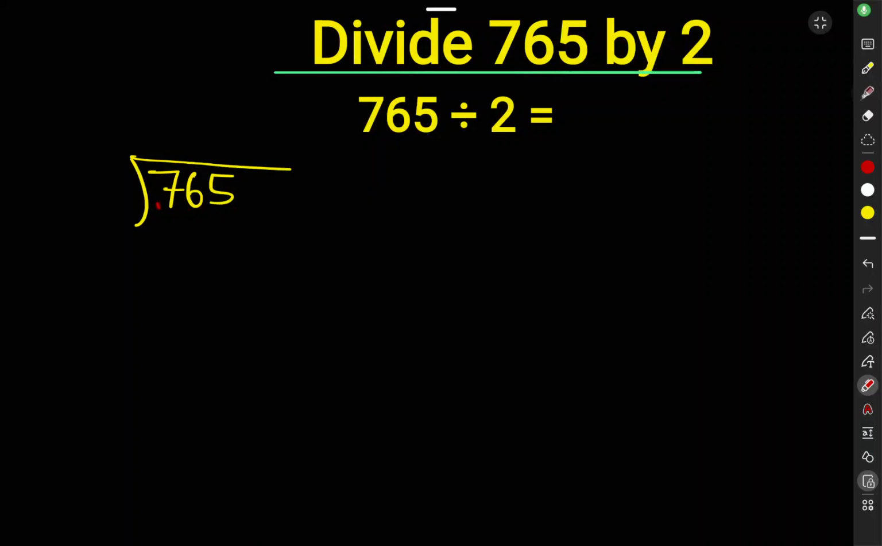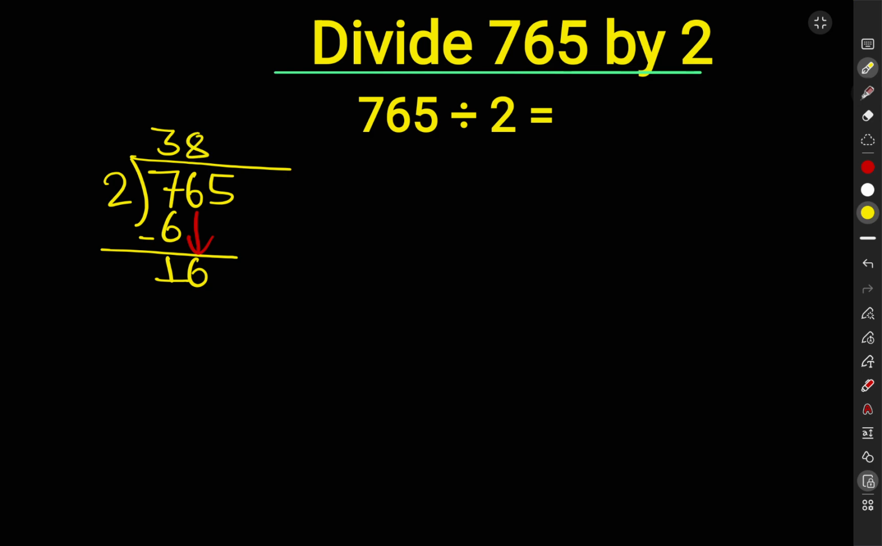We divide 765 by 2 in long division method. So 2 times 3 is 6. On subtracting we get 1. So now we put down this 6 and it is 16.